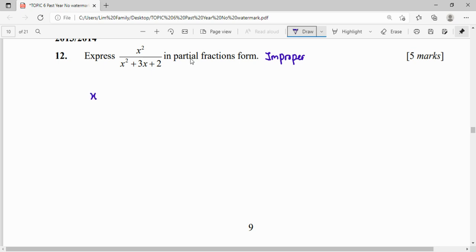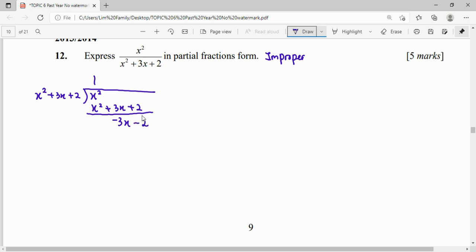So here we're going to do our long division where x squared is going to divide by the divisor here, x squared plus 3x plus 2. So what I need is a number of 1. And we expand it. So you notice that x squared is already divided. When the x squared minus x squared is 0. So 0 minus 3x becomes negative 3x. Here 0 minus 2 becomes negative 2.